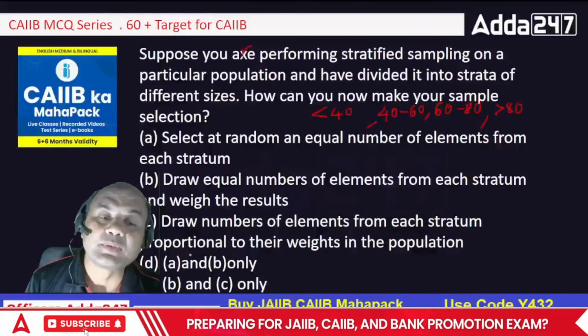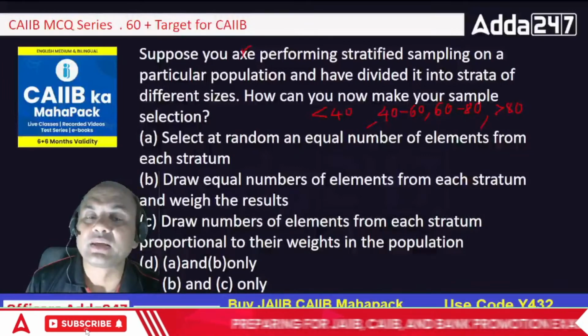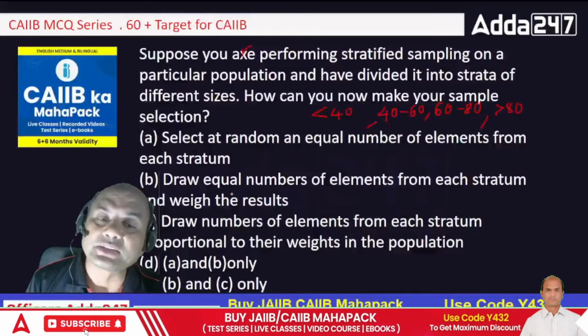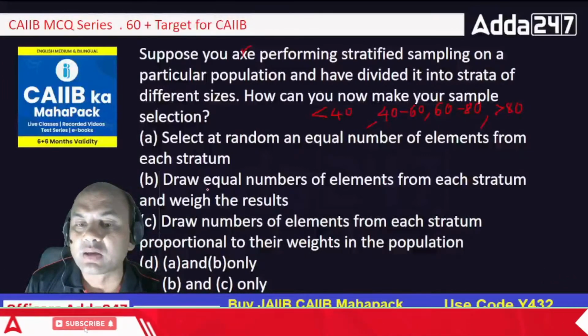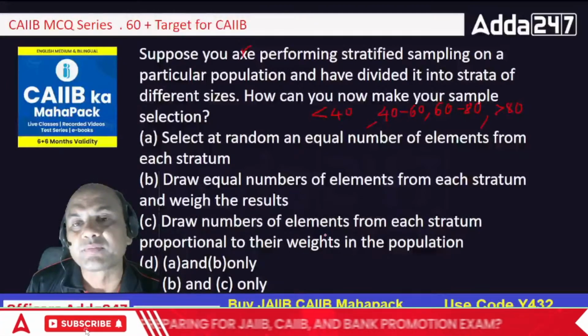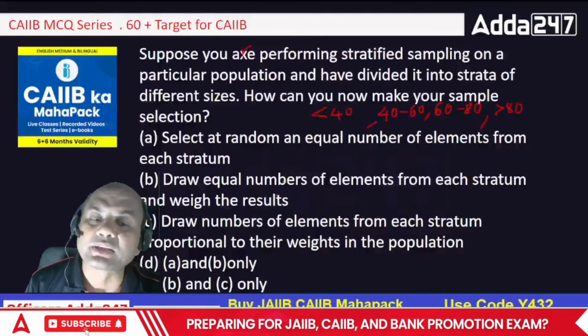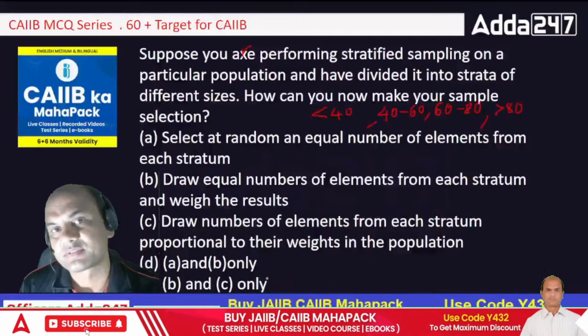So I'll be doing B and C only. Means equal number and weigh the results. Here after all I am doing the weight over here also, and here also I am doing the weight only. So I can do either of these two things. So B and C is the answer.